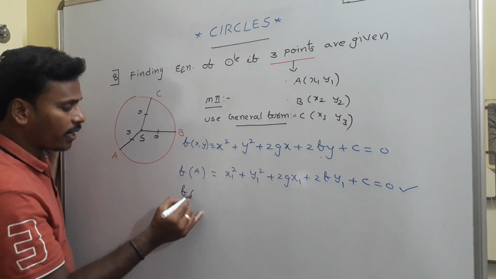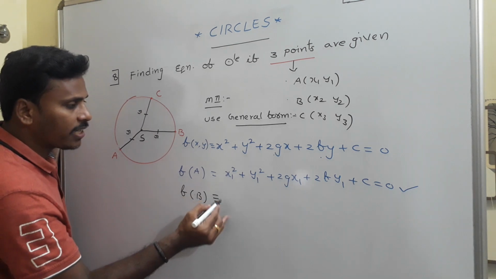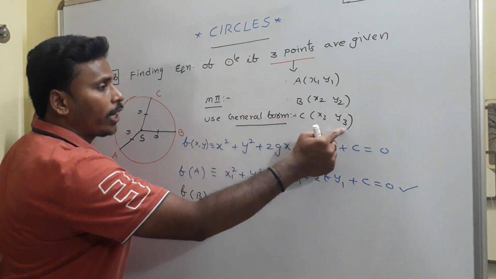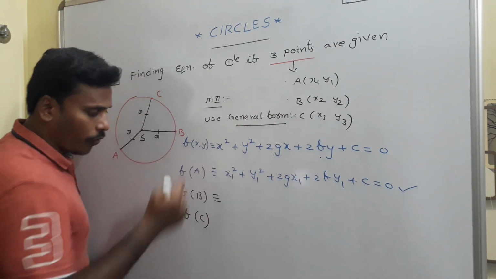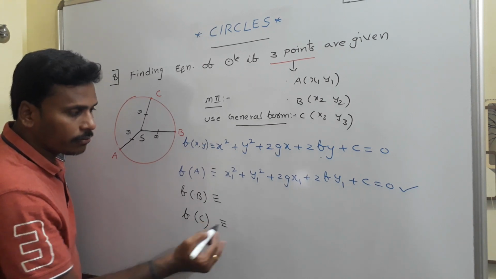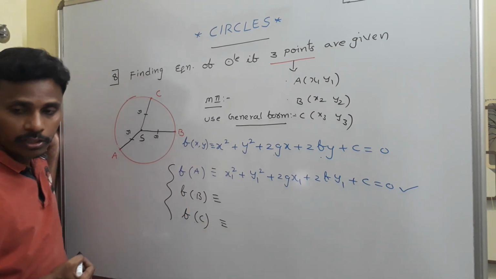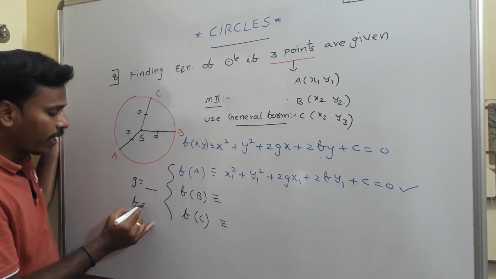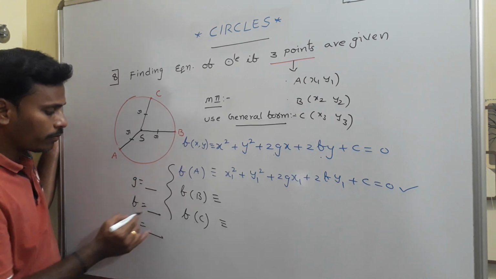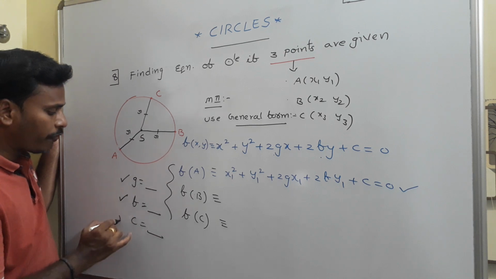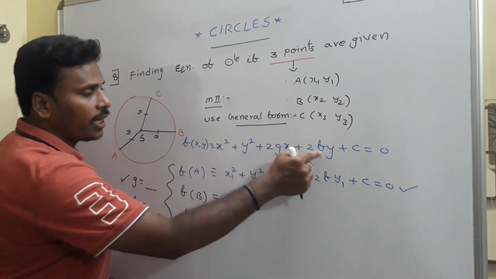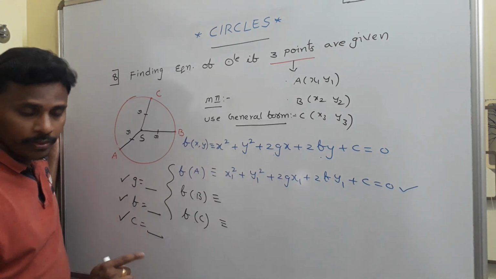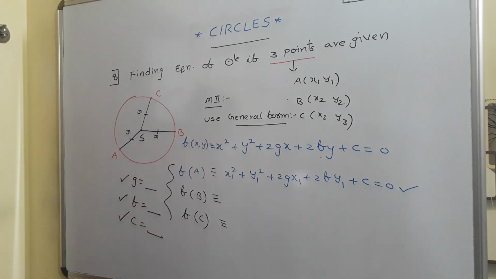Similarly, you just write the second point. I say it as f of B, and then substitute the x coordinate and y coordinate of the third point in this equation. You will get another relation. Okay, solve these three relations. If you solve these three relations, you will get the g value, the f value, the c value. After finding g, f and c, just plug into this general form. It represents the circle equation. Okay, there is method 2. Have a look.